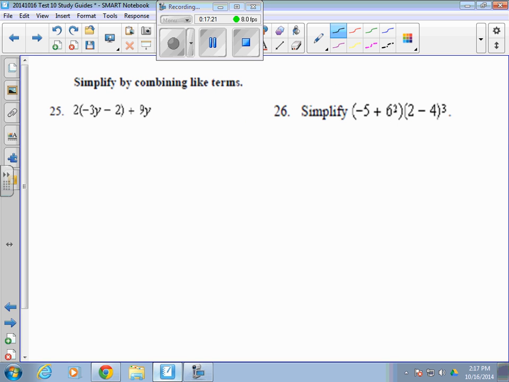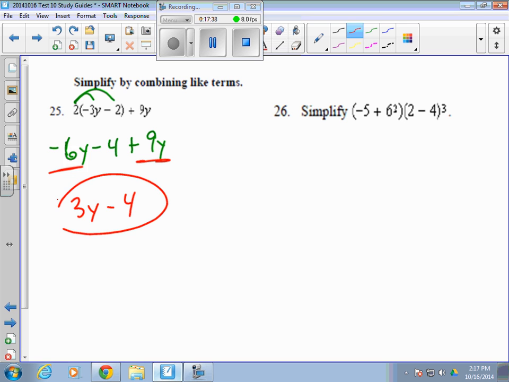25 is real simple. This is algebra 1 stuff. 2 times negative 3y is negative 6y. 2 times negative 2 is negative 4 plus 9y. Combine your y's, negative 6y and positive 9y. You have to subtract them. 9 minus 6 is going to be 3y minus 4 is your simplified version.